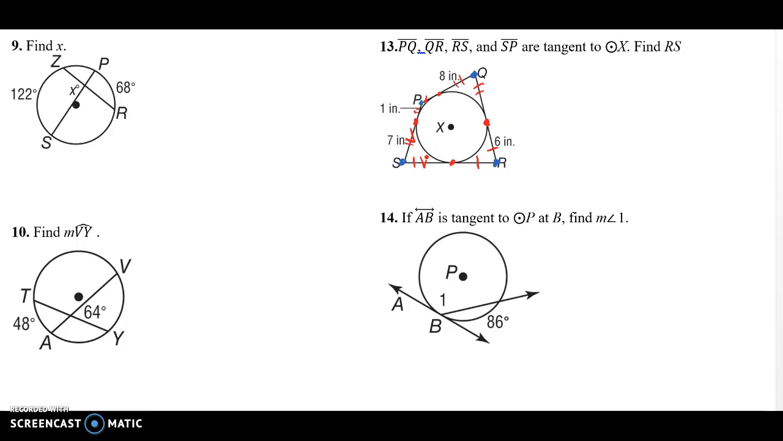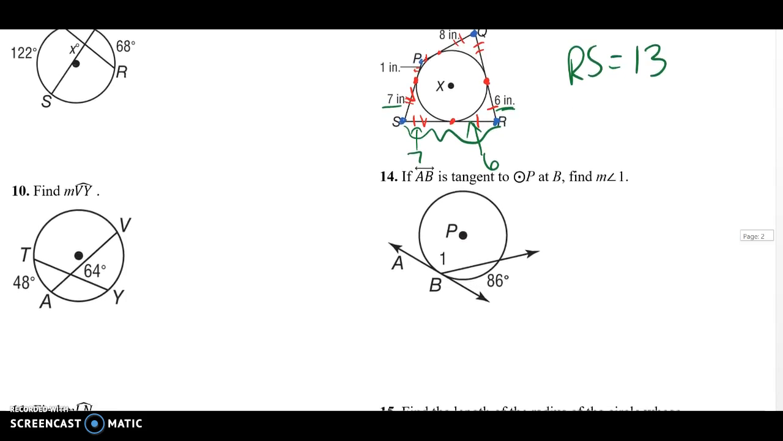Now they want us to find RS. RS is this segment all the way here at the bottom, so we'll have to find these two parts. They're given, because if this part is 6, then this part is 6, and if this part is 7, then this part is 7. Then 7 plus 6, we find that RS is equal to 13. As far as calculations go, real straightforward. We just have to know our rules about tangents and these polygons around our circles.